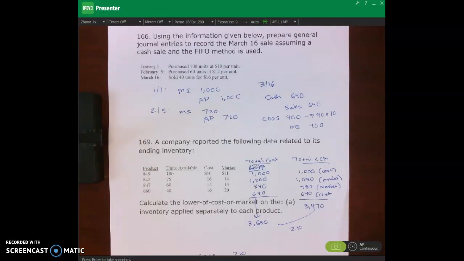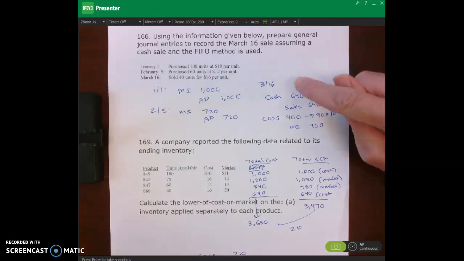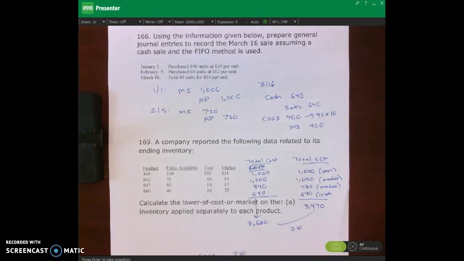So number 166, use the information given below to prepare journal entries to record March 16th sale. I went ahead and did all the journal entries here so we can see on the first one, on January 1st, we purchased 100 units at $10 a unit. February 5th, we purchased 60 units at $12 a unit. And then March 16th, we sold 40 units at $16 a unit.